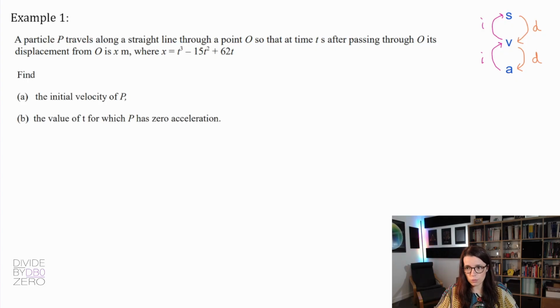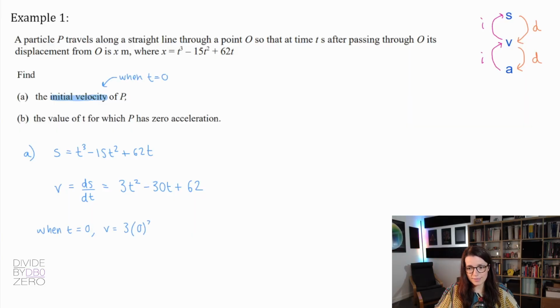In this question, we're given displacement. So for part A, I would write the displacement as s equals t cubed minus 15t squared plus 62t. And we want to know the initial velocity. So v means we're going to have to differentiate s. When we do that, we get 3t squared minus 30t plus 62. And then this question specifically references the initial velocity. So that just means when t is 0. So all we need to do is sub in t is 0 into here. When you do that, you just get 62 meters per second, and that's it.